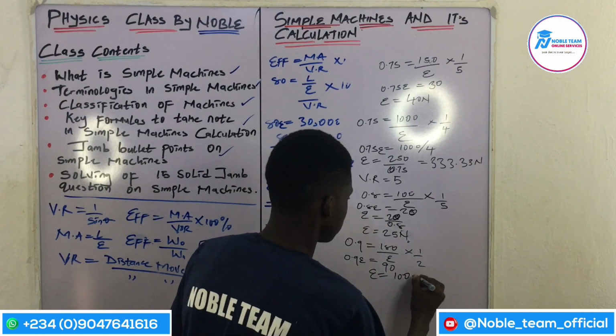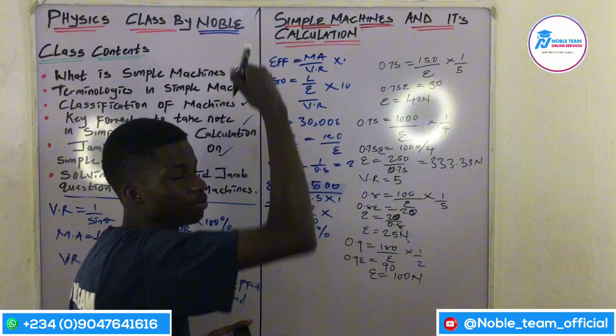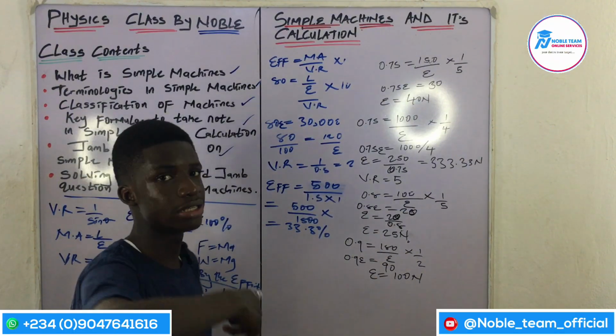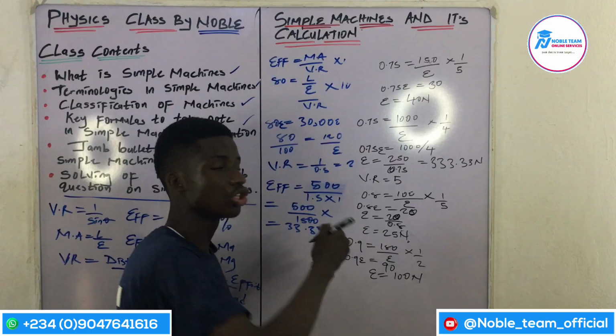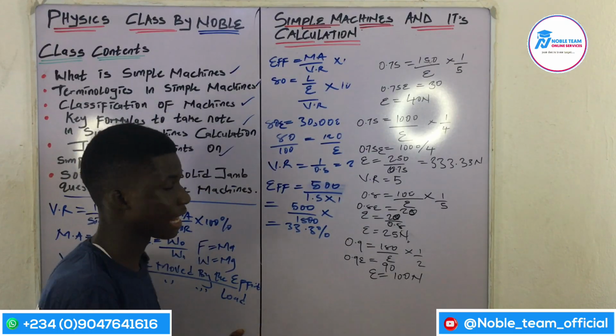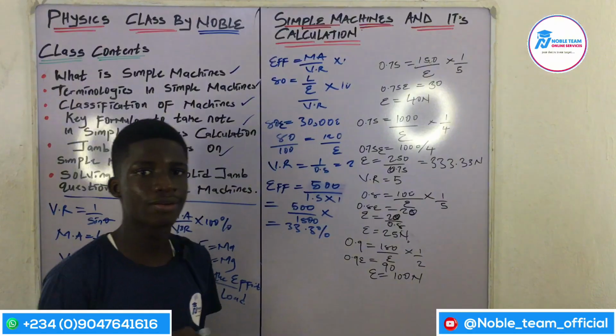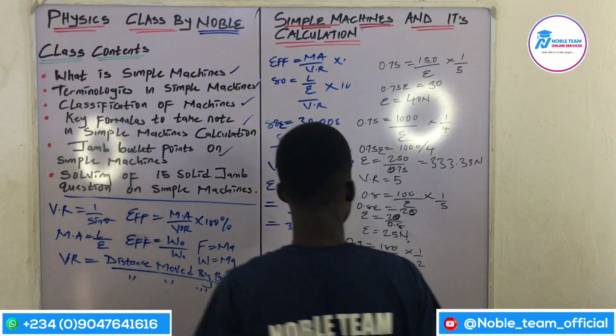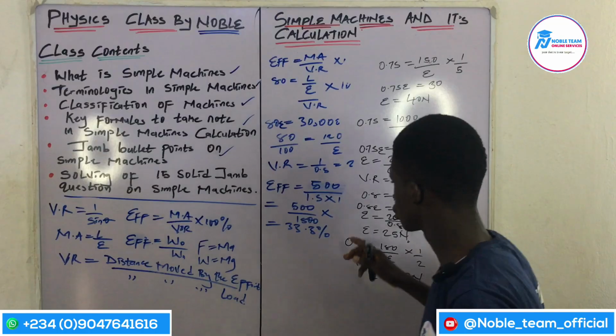E is now equal to 100 Newton. So you will notice that everything I've been solving under this effort and load, the load is always greater than the effort. That is why I say that the work output is always greater than the work input. Now let's solve the last question, which is question 10.